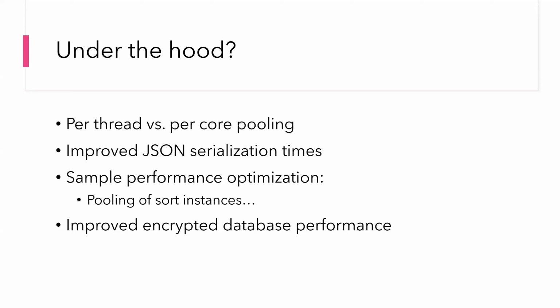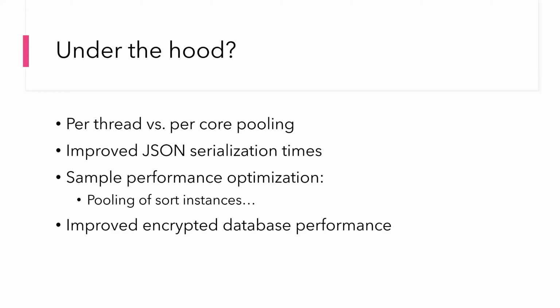We changed a lot of that to use per core pooling. That means that instead of, for example, in a typical system, you may have 50, 100 threads, instead of having 50, 100 pools, we now have 8, 16, 32, those sort of things. Those pools tend to be much more commonly used, so we have a lot less resources sitting around waiting to be used.